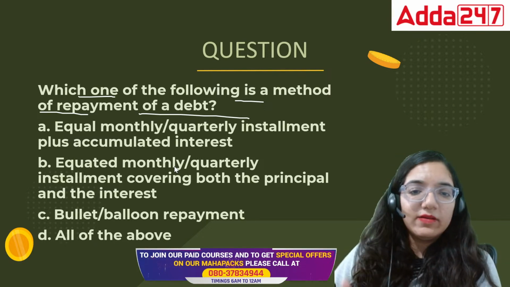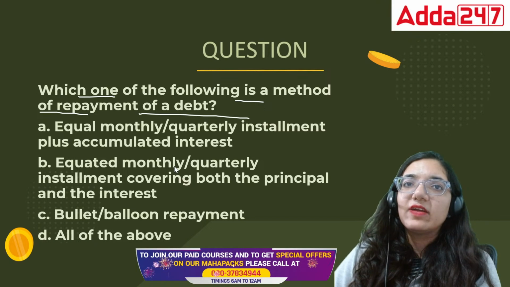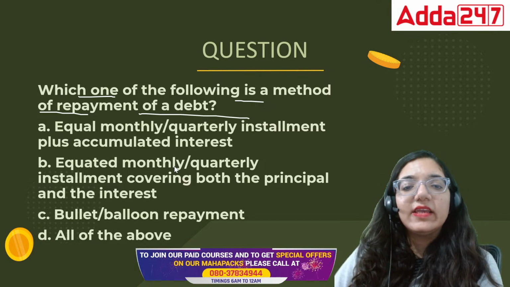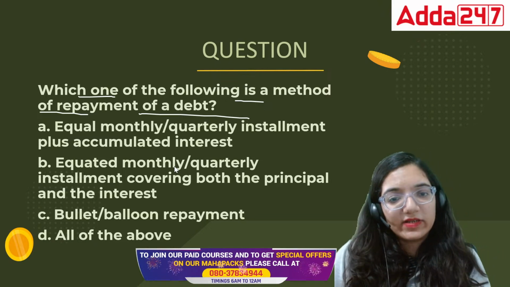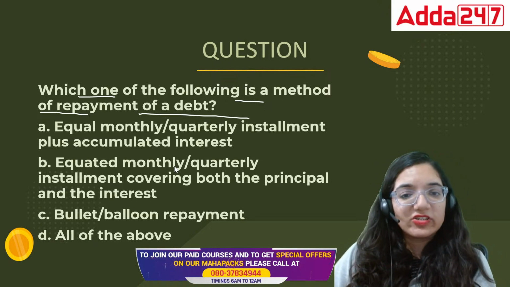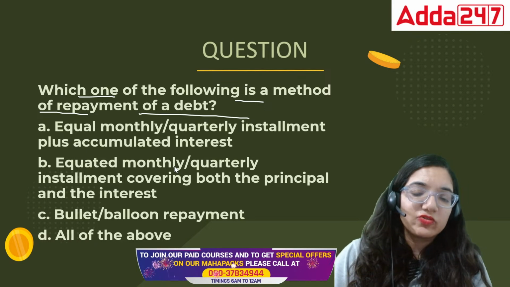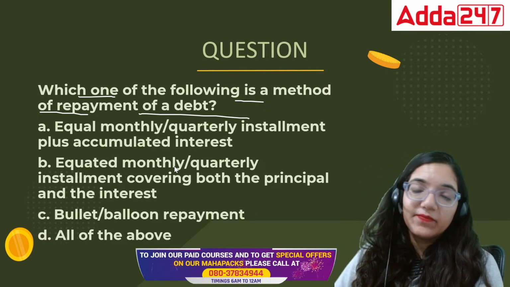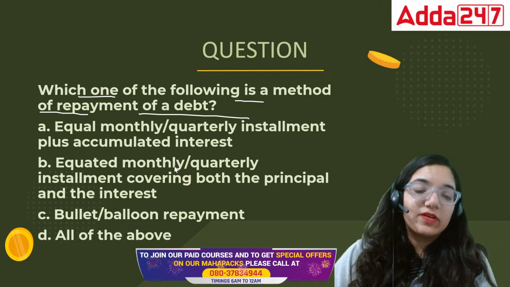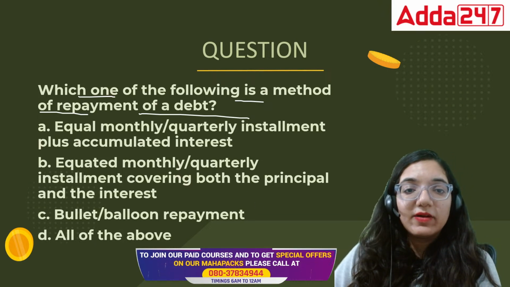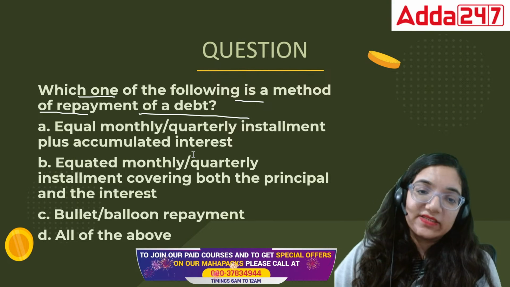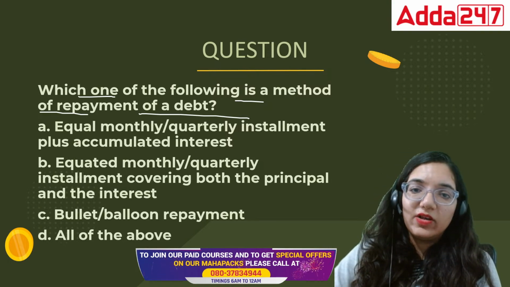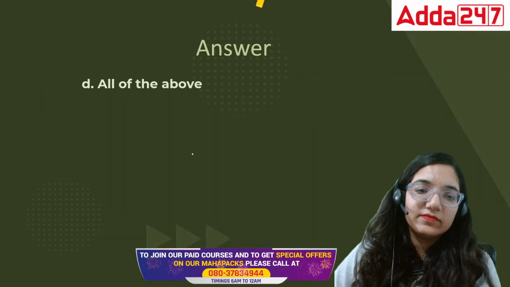Overall, equated monthly installment is basically when we are paying an EMI, which includes the principal as well as interest. Then the equated or quarterly installment, where principal as well as interest are both paid, or you can pay just the principal installment and along with that you pay the interest separately. And last is bullet or balloon repayment. Bullet or balloon means you make the repayment in one lump sum. Then when we talk about it, it turns out to be all of the above.